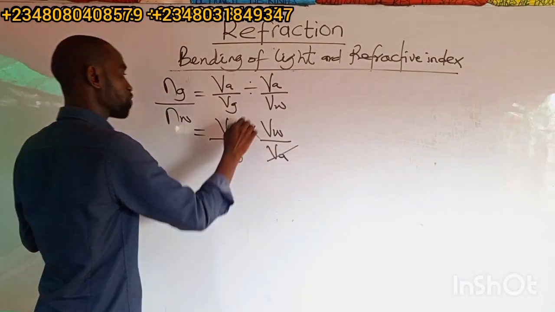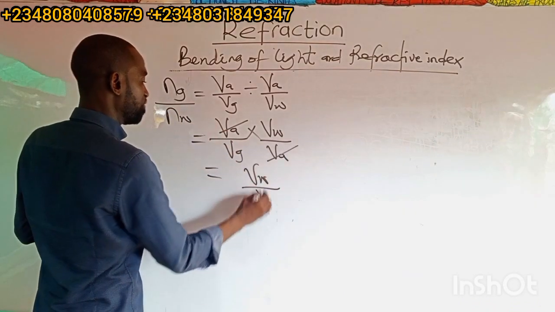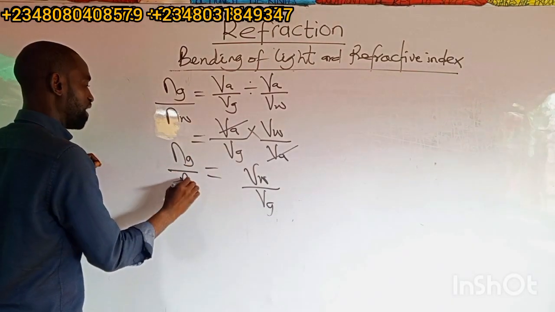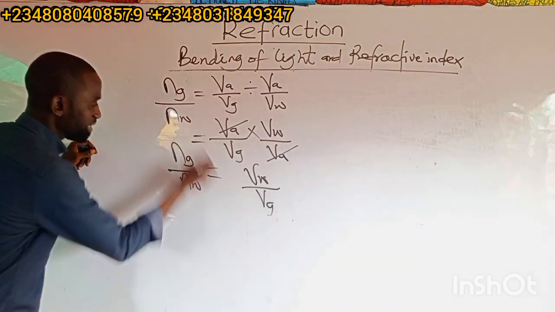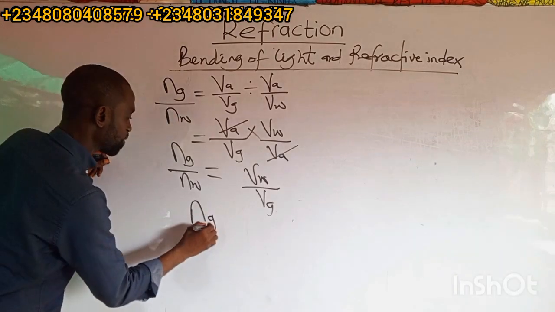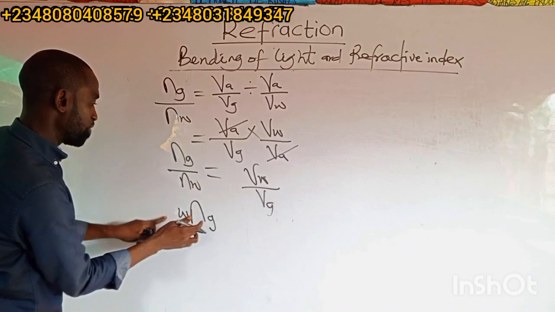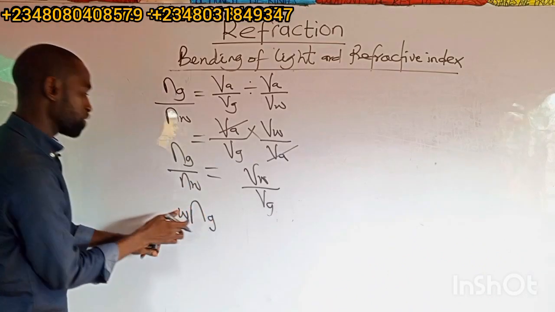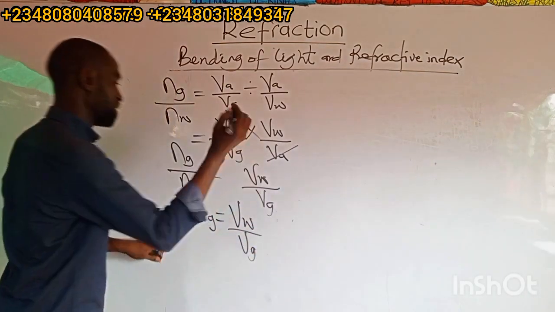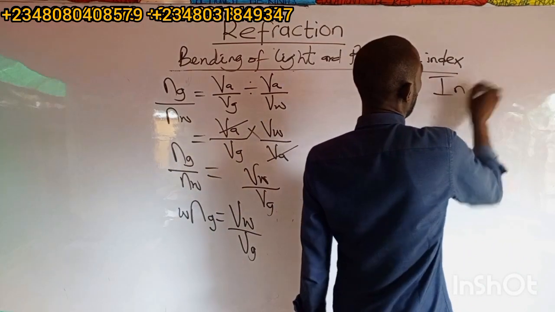So what happened? This VA will cancel this VA. So this will now give us VW all over VG. This is the ratio of glass all over water. This one here is the same thing as saying the refractive index of glass with respect to water. And this will give us speed in water all over speed in glass.